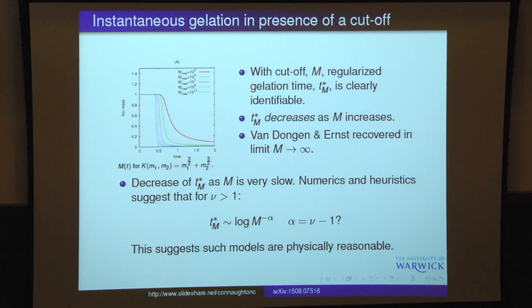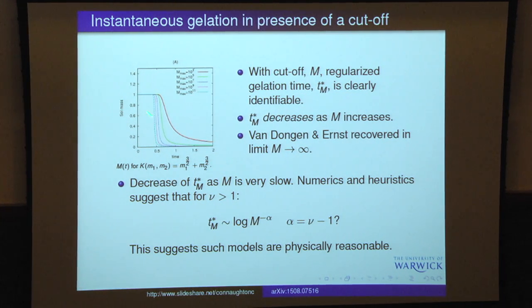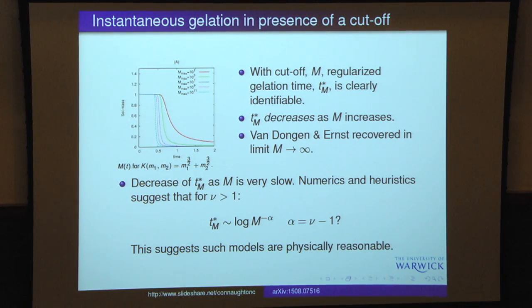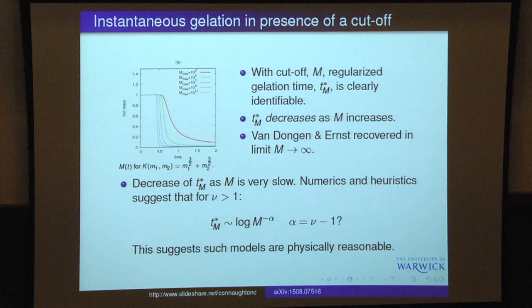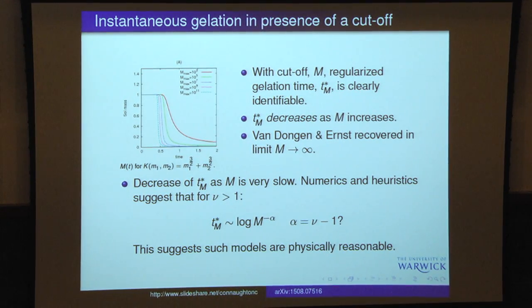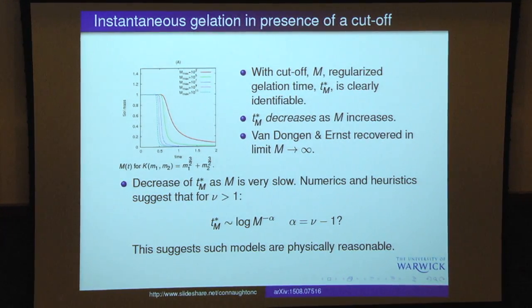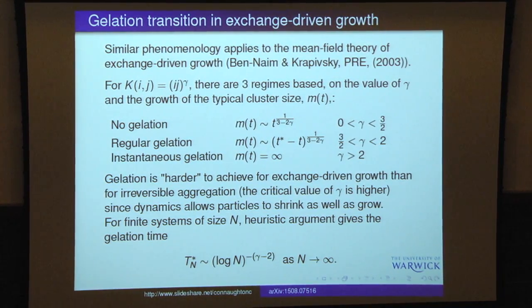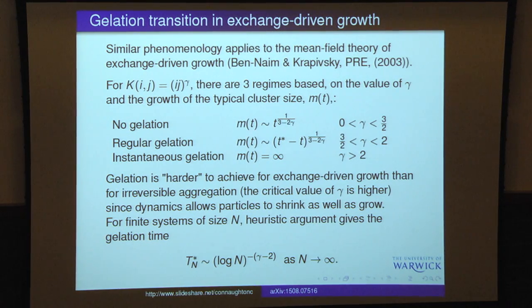The fact that the decrease is so slow suggests that such models are indeed physically reasonable. It's this log that's the reason why you can put these kernels into a numerical code and use them, even though you need to go to a really huge range of scales before you start to see the distinction between regular gelation and instantaneous gelation. So the argument that you should just ignore these kernels because of mathematical pathology is not really true. And it's really controlled by nu, as long as nu is bigger than 1, but mu doesn't play any role. That's the belief, yeah.